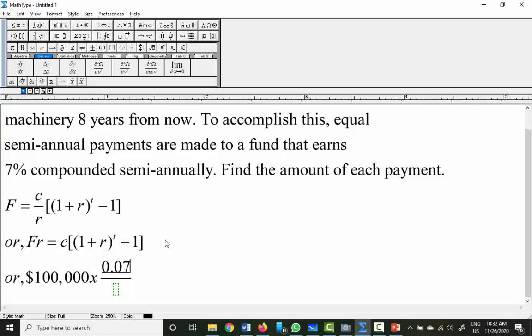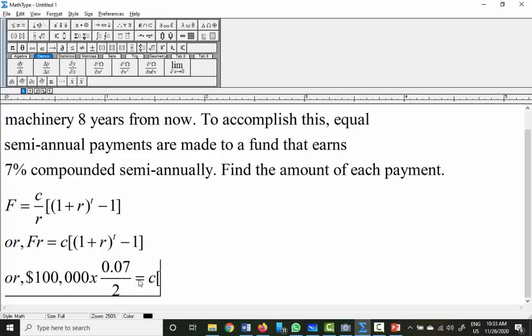So 0.07 is the annual rate. 7% means 0.07, but it will be compounded on a semi-annual basis, that means after every 6 months. In 1 year we have 2 semi-annual periods, so we divide by 2 to find out the semi-annual interest rate, that means the interest rate after every 6 months.